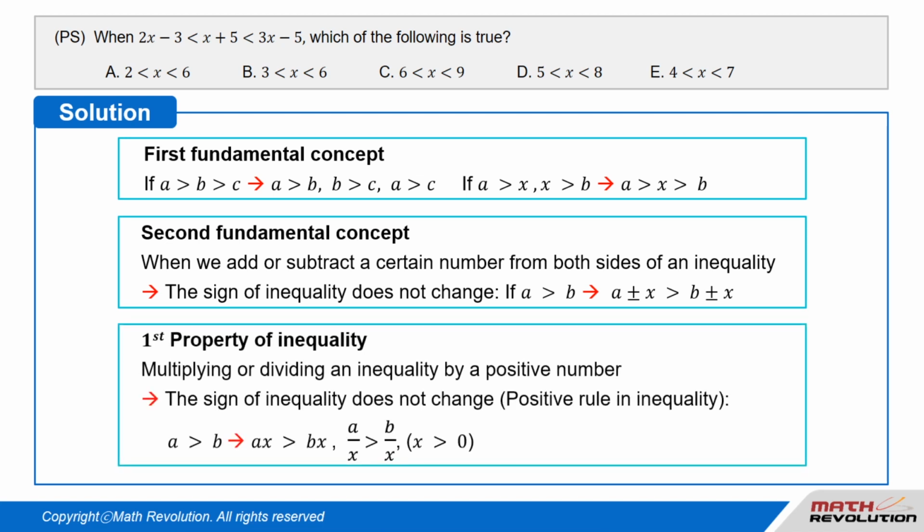Multiplying or dividing an inequality by a positive number does not change the direction of the inequality sign, which is the positive rule in inequality. If A is greater than B, then A times x is greater than B times x, and A over x is greater than B over x, where x is greater than 0.